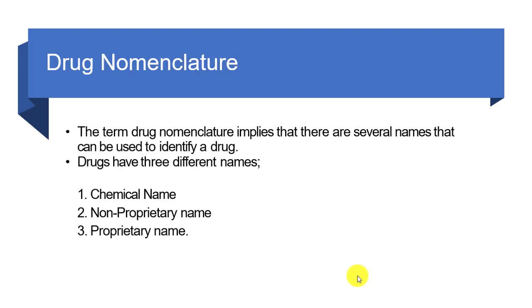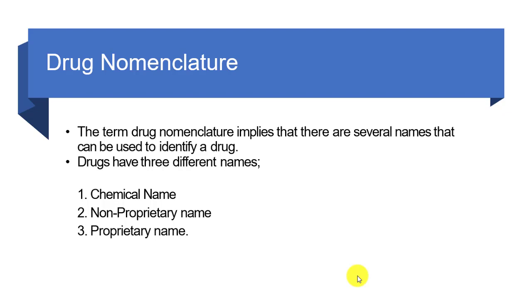And if I move to the next slide, I want to talk a little bit about drug nomenclature. So drugs basically have three different names, and drug nomenclature is the way we identify a drug. So we identify a drug via these three names. First is the chemical name, second is the non-proprietary name, and the third is the proprietary name.